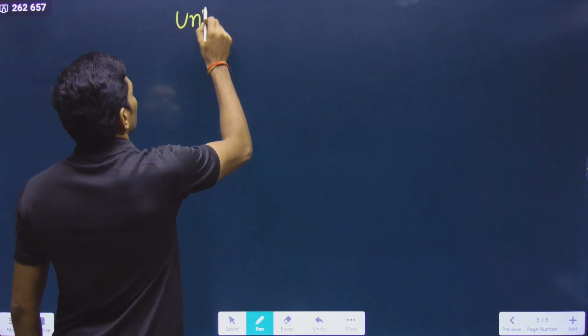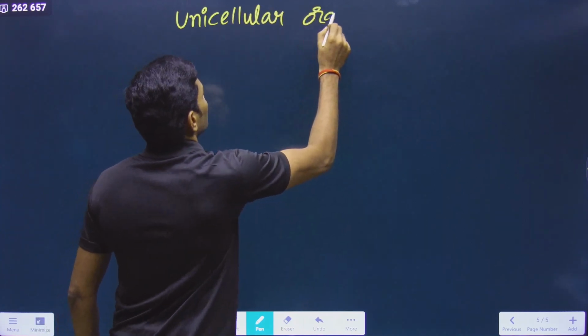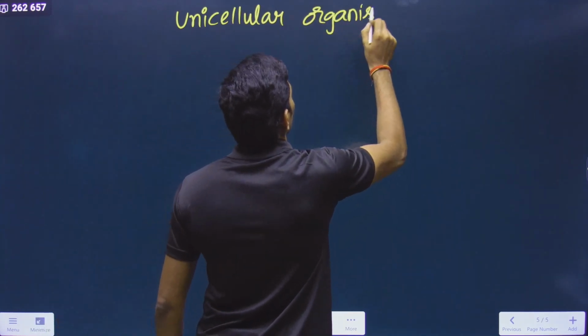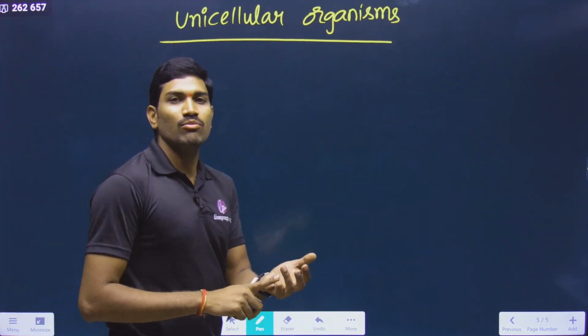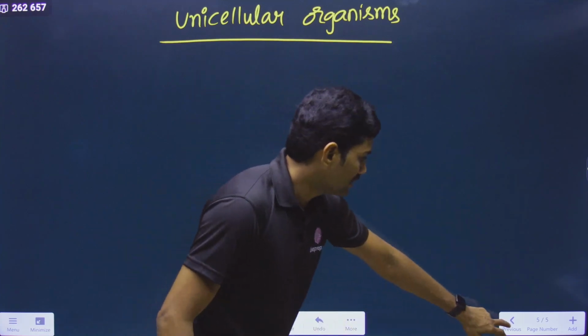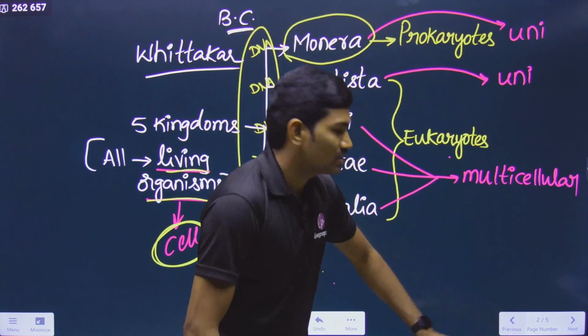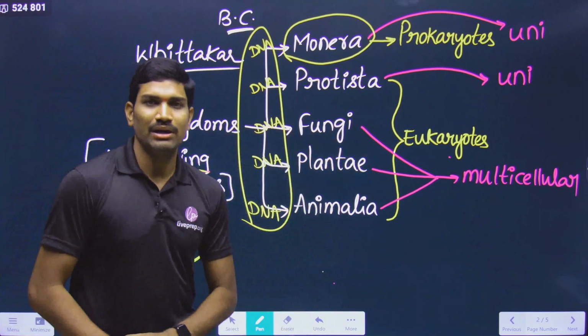That means unicellular organisms. Please remember, unicellular organisms are present in two kingdoms. What are the two kingdoms? Kingdom Monera and Kingdom Protista. Yes or no? Now we will go through this analysis once again, and I will ask some questions. So listen very carefully, and then we will come back to this information.